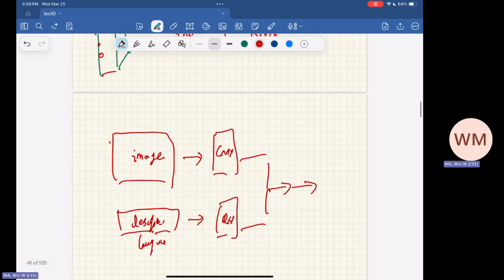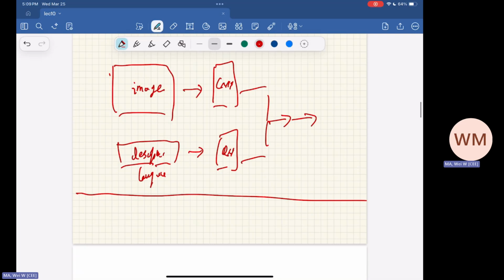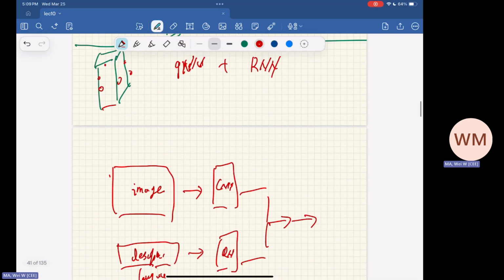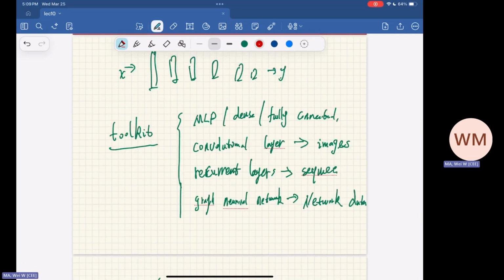Okay, I think there's one more layer that I haven't mentioned, which is the recent one, the transformer. You know what GPT is: the T refers to transformer. Transformer is a very recent layer, and basically the transformer is good at all the data types above. It can be used to tackle image data, sequence data, and also network data. So it becomes a universal structure that can handle different types of data.